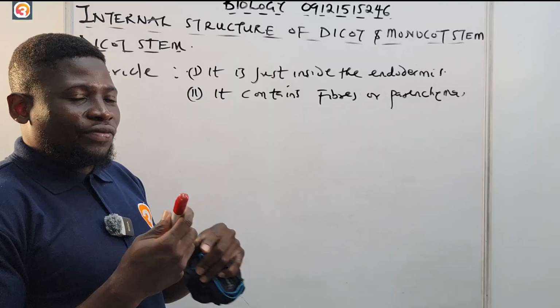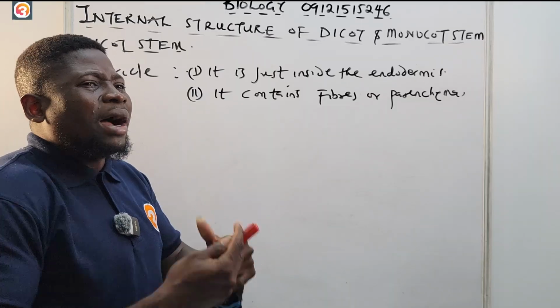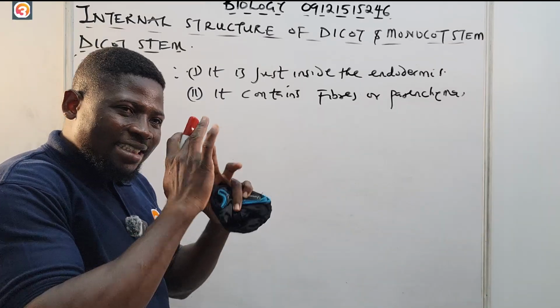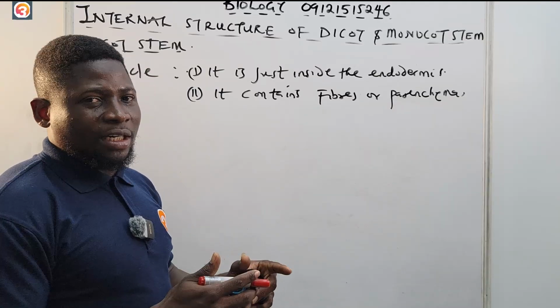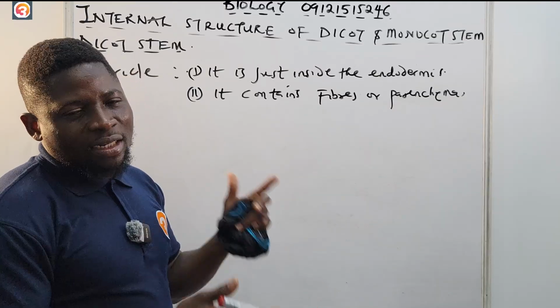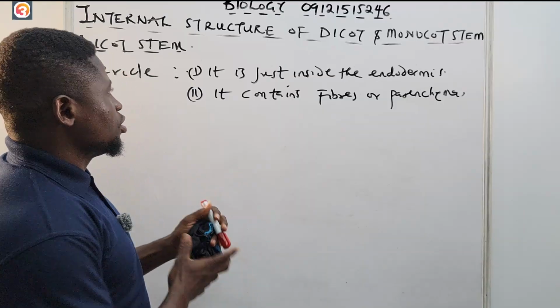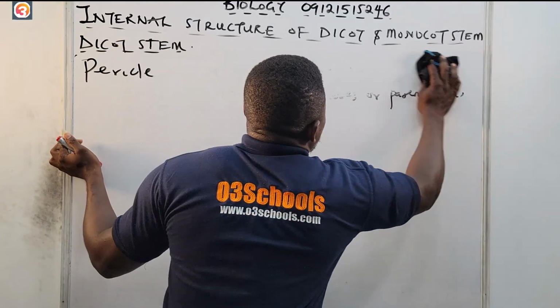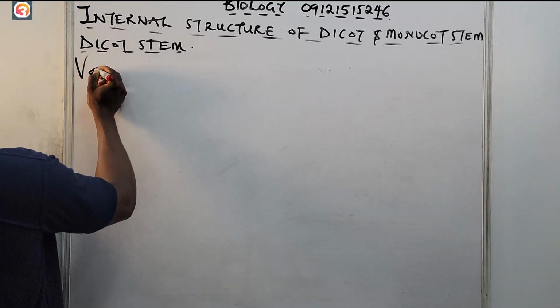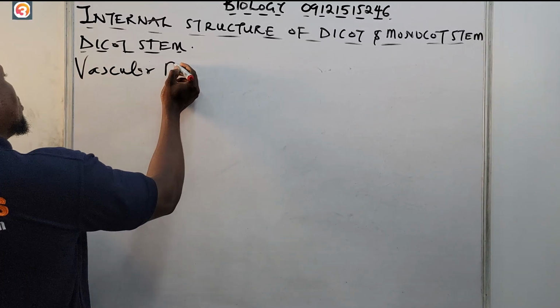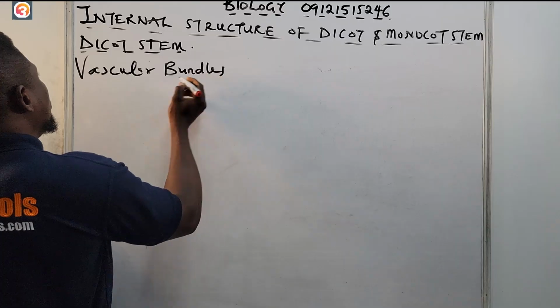Now that will take us to the vascular bundles. How are the vascular bundles in the dicot stem arranged? We'll look at the arrangement and their positioning. Where does the xylem lie? Where does the phloem lie? So now let us look at the vascular bundles.